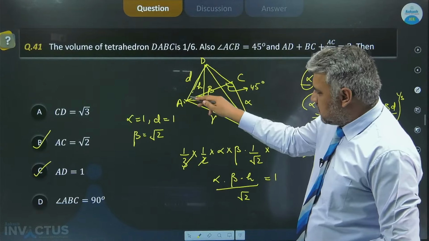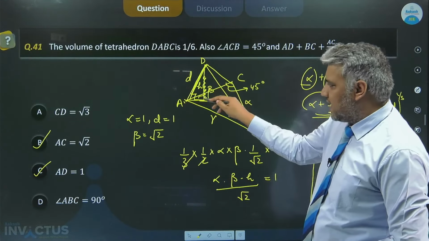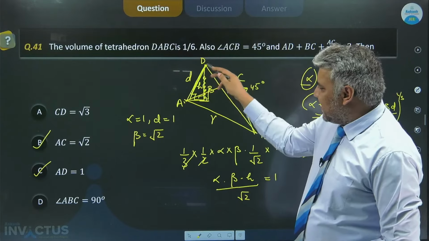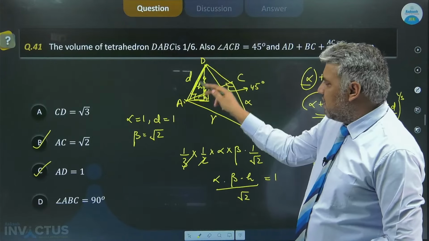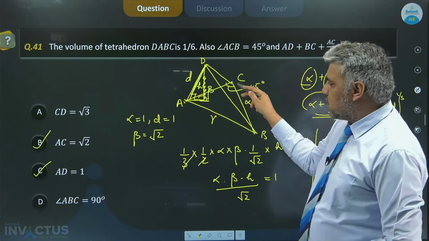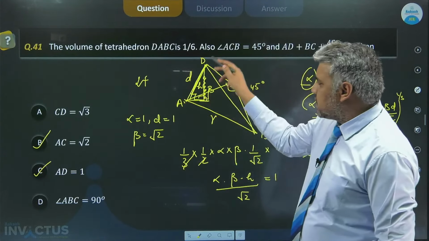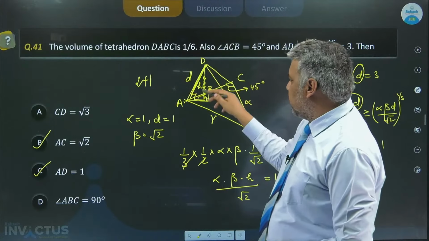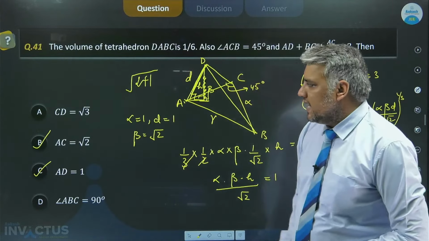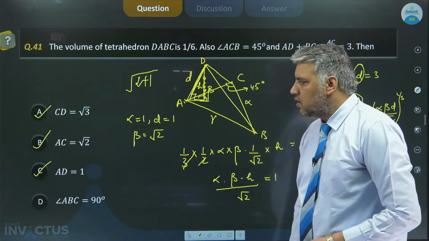Now if this is perpendicular to the base, we now forget this height because AD is perpendicular to base. So this DAC triangle will be a right angle triangle. So here we can apply Pythagoras. So AC square, that means beta square, which is 2, plus AD square, which is 1, will be equal to CD square. So under root of this will be equal to CD length. So CD, again we can conclude, is root 3.